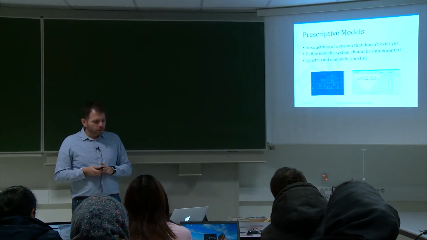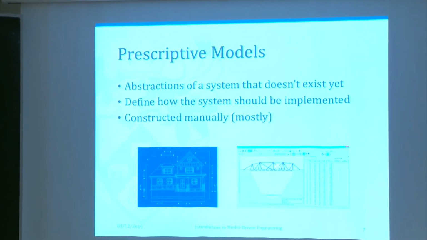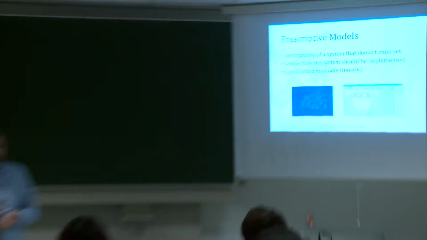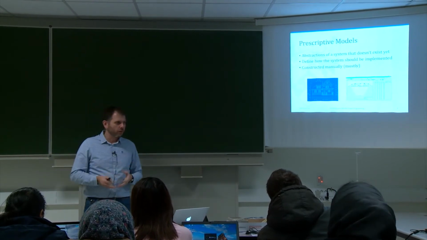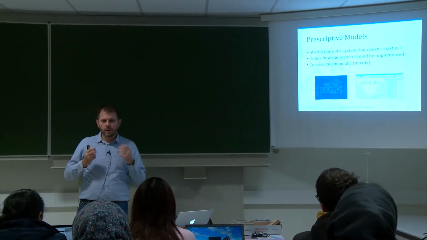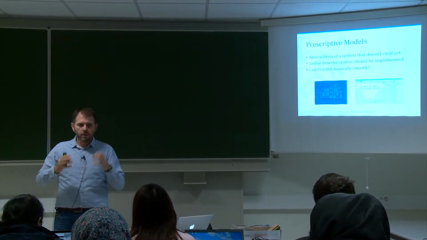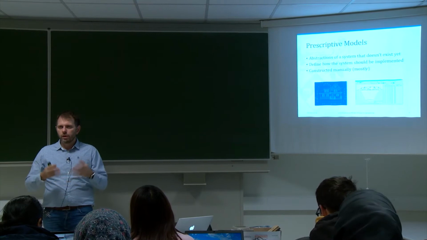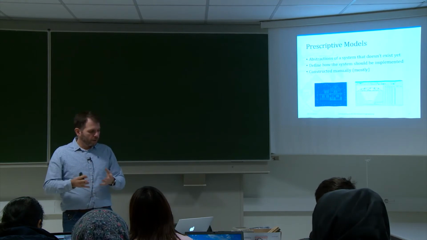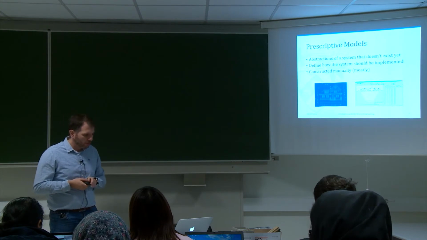We also have prescriptive models, and these are abstractions of a system that doesn't exist yet. And they define how that system should be implemented when it does. In contrast to descriptive models, which we extract by observation or by reverse engineering, prescriptive models we have to construct manually, because they convey an inner abstraction we have in our head about the system. We need to convey it to the rest of the world. So we need to transfer this mental model into something tangible that we can discuss, that we can expose to other people.